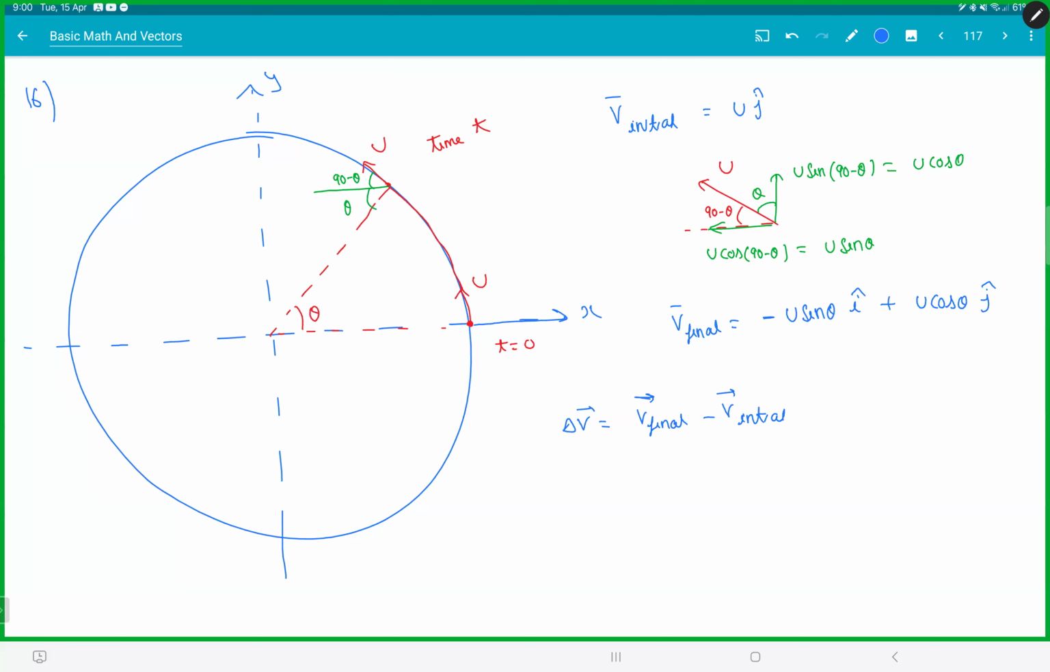Any doubts on this thing? How did I get the component? What is the angle? Anything you're not clear, please ask. Oh yeah, you can still simplify that. The problem is that in the exam, the option will not look like this.